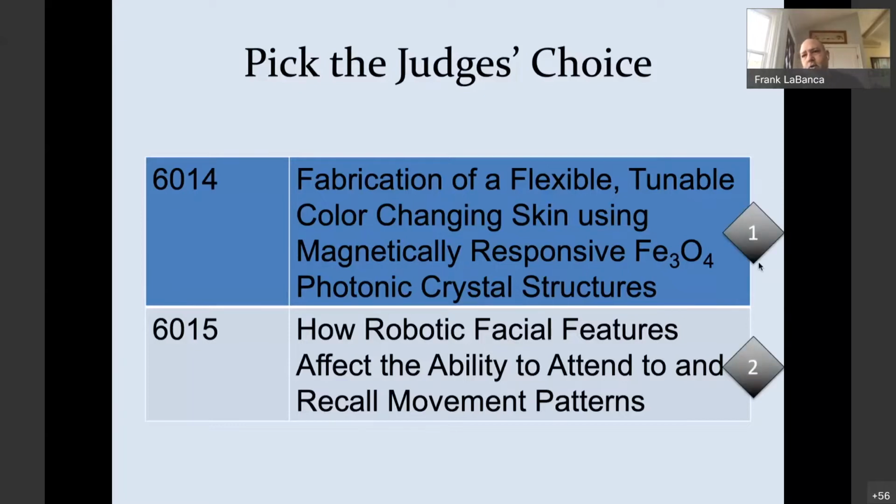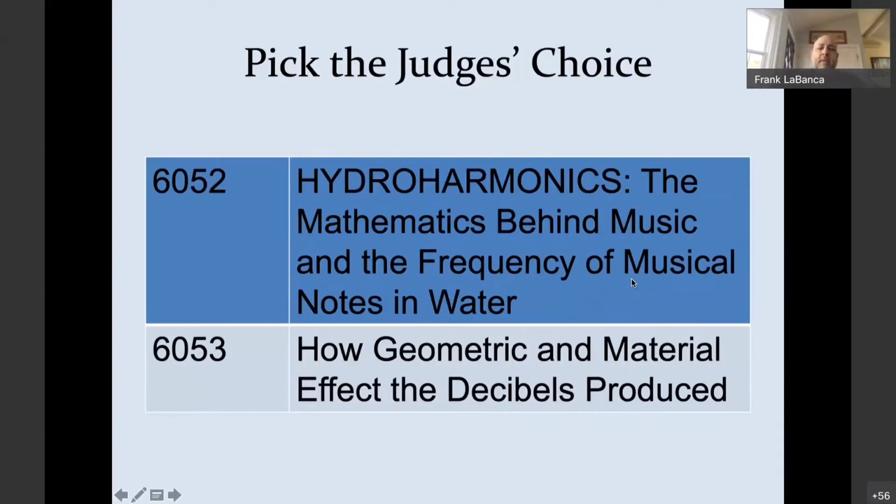Look at that. You guys, just by reading titles, are evaluating projects the same way that the judges would evaluate them if they did all of the parts. Hydroharmonics, mathematics behind music and the frequency of musical notes in water. And 2, how geometric and material effects the decibels produce. Seeing lots of 2s, some 2, 3s coming up.